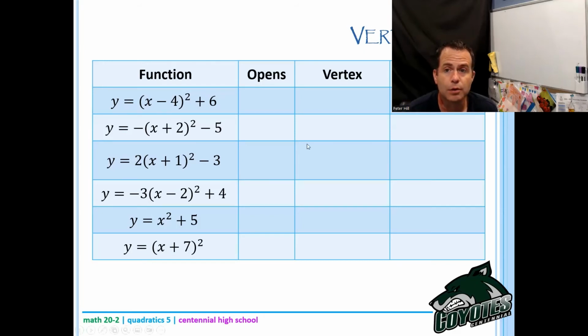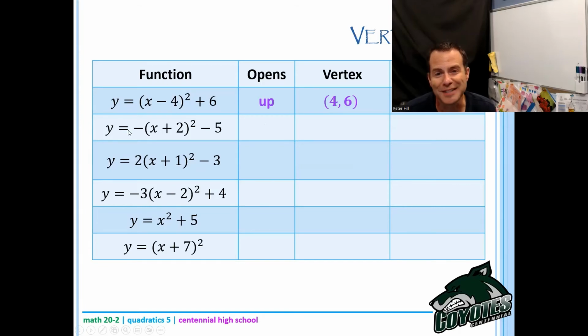Okay, so I'm gonna say I open up because my a value is positive here. This would be a 1 over here. My vertex is at positive 4, positive 6. And my y-intercept, well, 0 for x. So that gives me negative 4 squared, which is 16. 16 plus 6 is 22. So it'd be (0, 22). So up, (4, 6) and (0, 22). Next one.